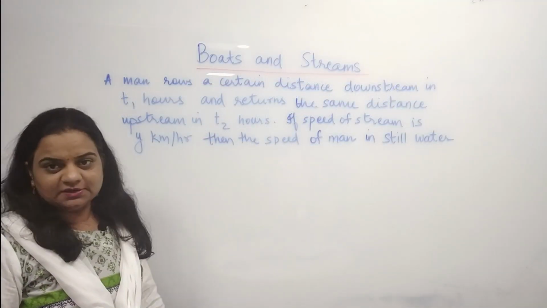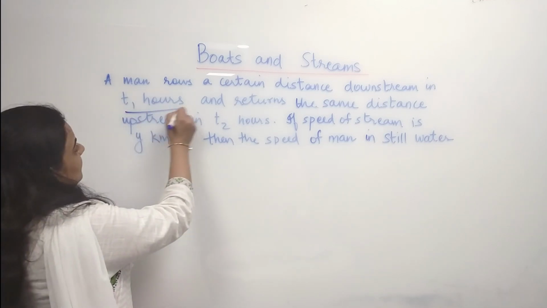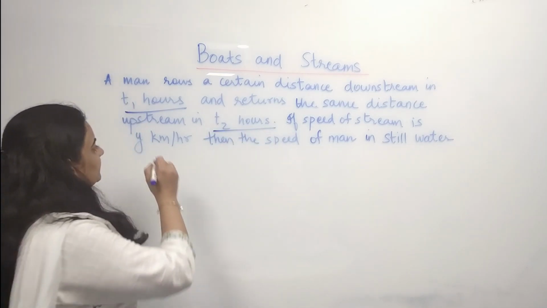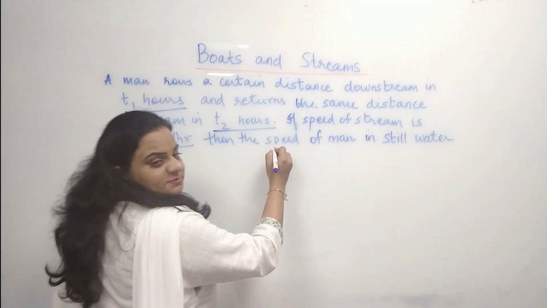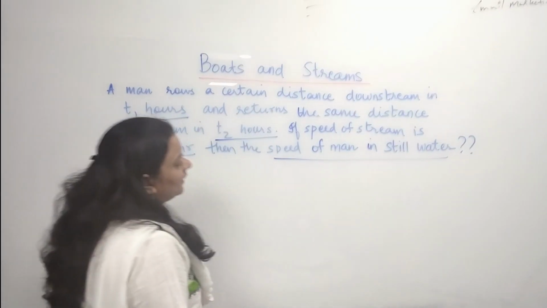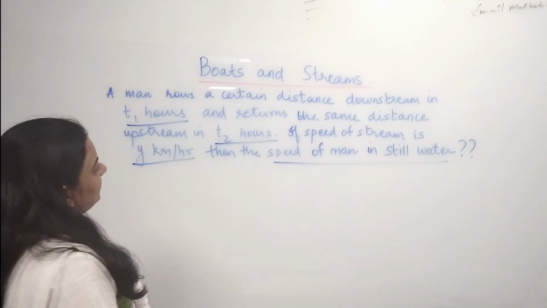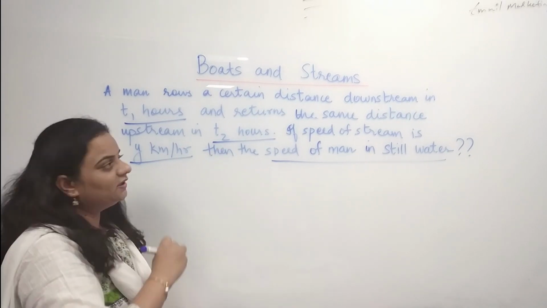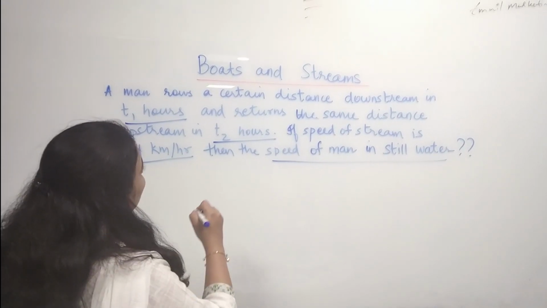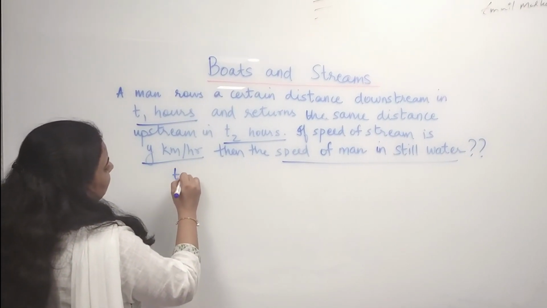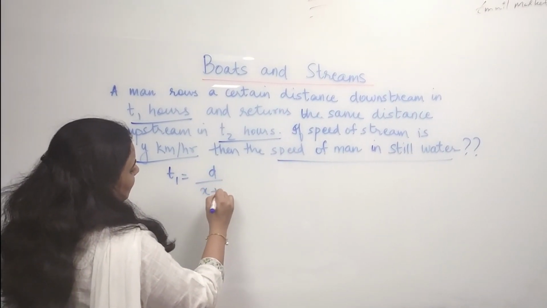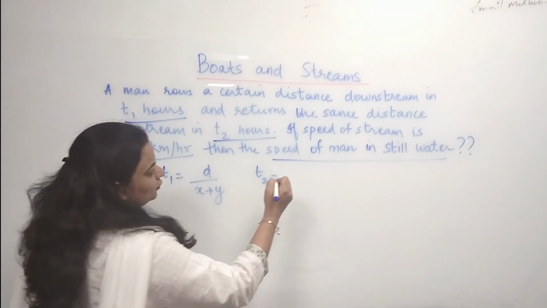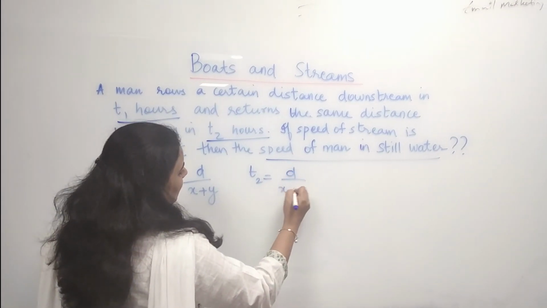A man rows a certain distance downstream in t1 hours and returns the same distance upstream in t2 hours. If the speed of stream is given as y km per hour, then what is the speed of man in still water? As it is given that the distance travelled along both sides of the journey is same but the time is different, therefore we utilize this part of the question to derive a formula. We know that the time taken to travel distance d downstream will be d upon x plus y, whereas the time taken to travel distance upstream will be d upon x minus y.